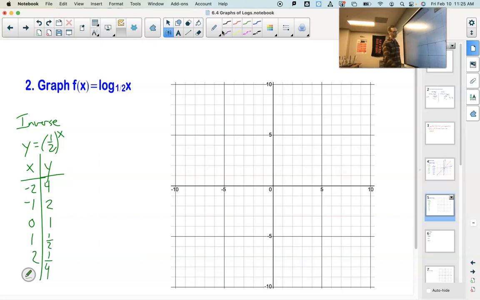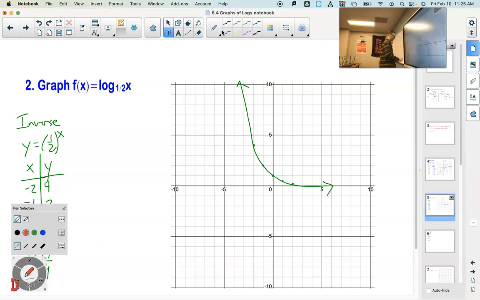There they are. This is exponential decay, isn't it? Can you picture what the graph of the logarithm is going to look like? And can you picture what this is going to look like if we reflect it over the line y equals x? Well, maybe you can picture it. I hope you can.